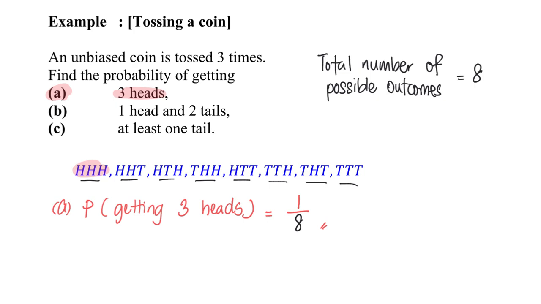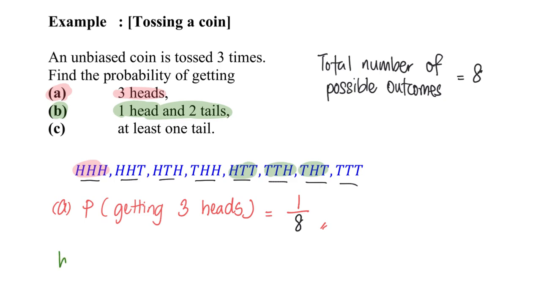Part B, where I need 1 head and 2 tails. 1 head and 2 tails, that will be this. 1 head and 2 tails, I found another one. 1 head and 2 tails. And so, from here, I can see there are 3 out of 8.